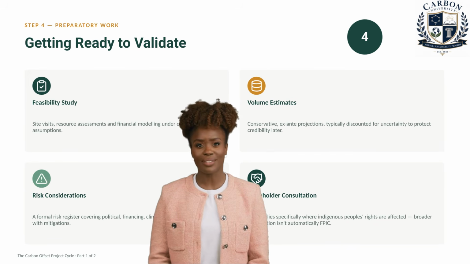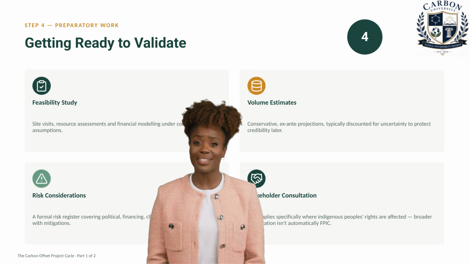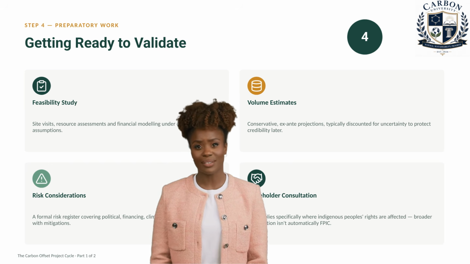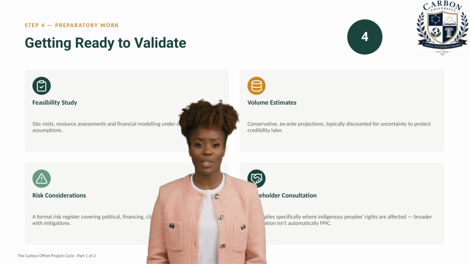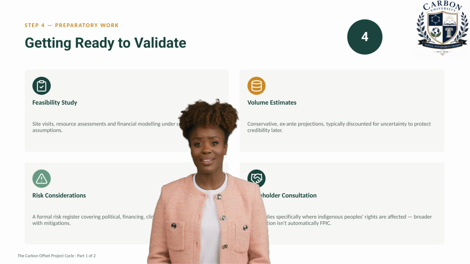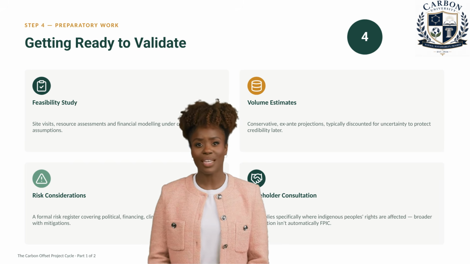Before and alongside drafting the PDD, several preparatory work streams need to happen. A feasibility study confirms technical and financial viability. Volume estimates model, conservatively, the likely emission reductions. Risk considerations are usually captured in a formal risk register. And free, prior, and informed consent, or FPIC, is particularly relevant where Indigenous peoples' rights are affected. Broader stakeholder consultation doesn't automatically amount to FPIC.